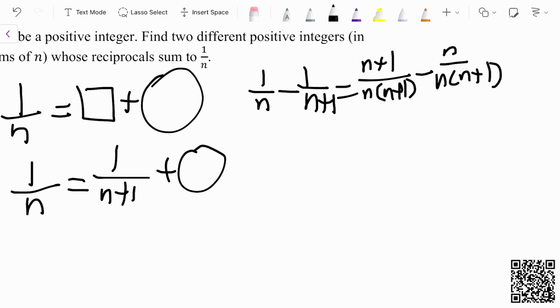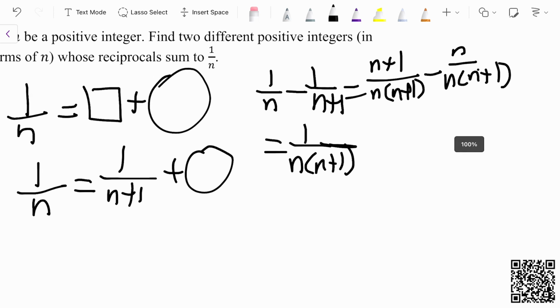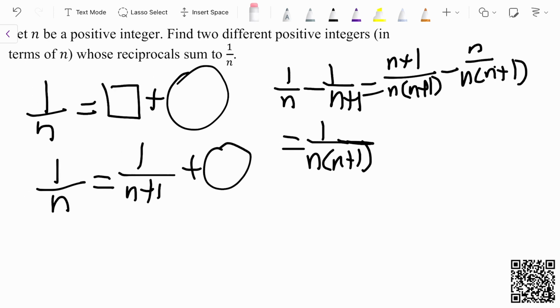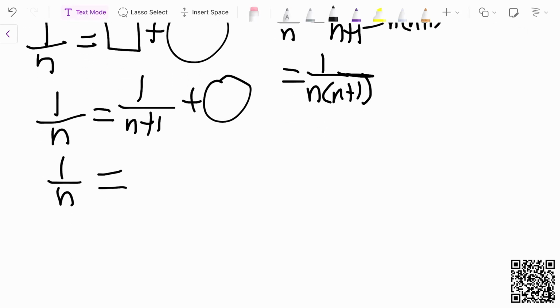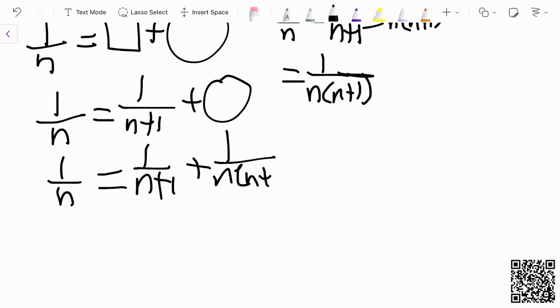There we go. So, this is now going to be equivalent to 1 over n times n plus 1, in terms of n, as it said. So boom, there we have it. So circle is now equivalent to 1 over n times n plus 1. Yay! So this is what the answer is in terms of n.